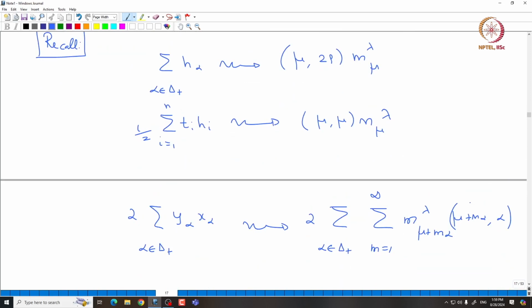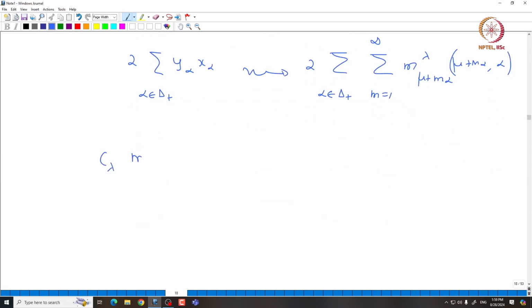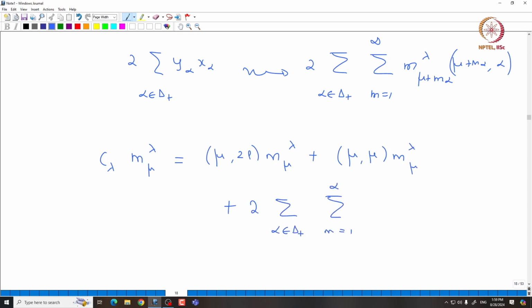Now, if we take the trace on both sides of the Casimir operator, then you can easily see that we get exactly C_lambda times the multiplicity of mu, which is equal to mu comma 2 rho times the multiplicity of mu, plus mu comma mu times the multiplicity of mu, plus twice the summation over alpha in delta plus, summation over i ranging from 1 to infinity, of the multiplicity of mu plus i alpha in lambda, times mu plus i alpha comma alpha. So, this is what we get.